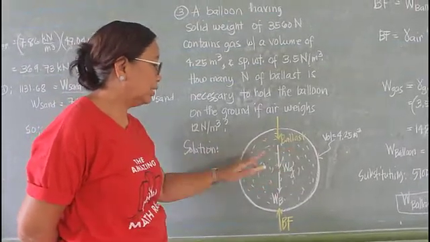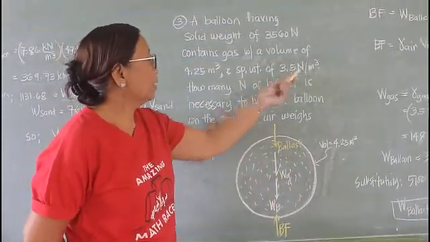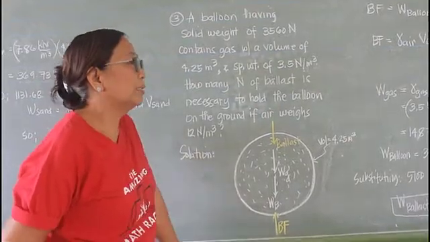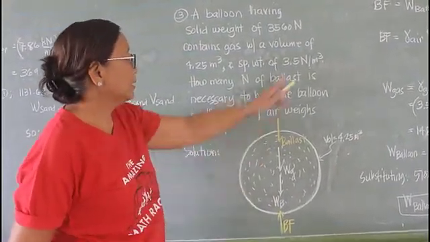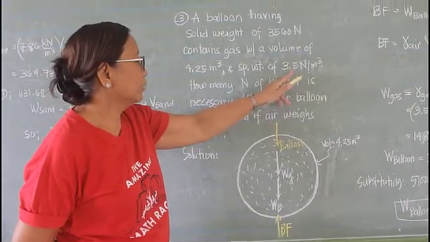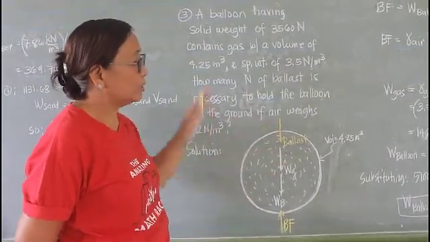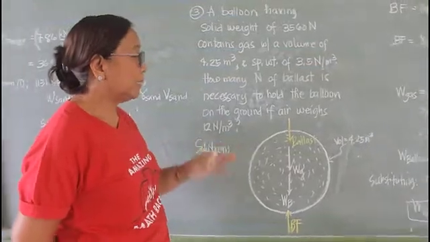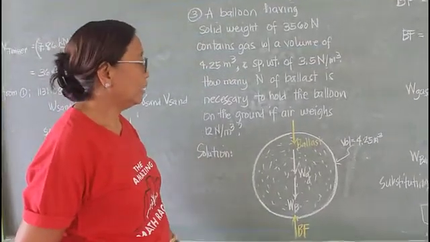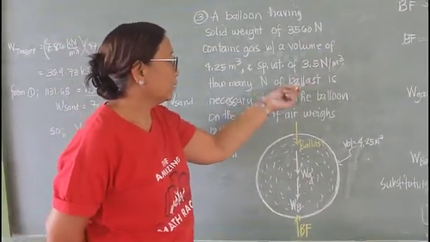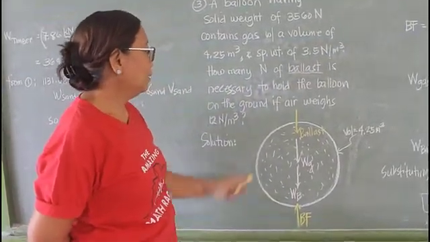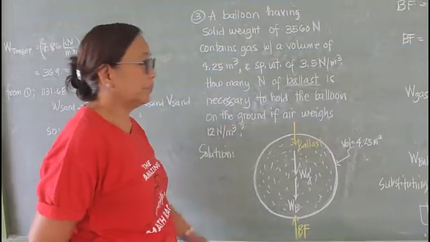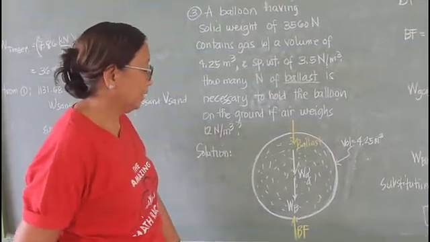Meron lang yung balloon ay gas na ang specific weight is 3.5 newton per cubic meter. Air is 12 newton per cubic meter, so mas lighter itong gas na nando sa balloon. So ang tendency for the balloon is lilipad-lipad siya. Okay, lilipad-lipad siya. So kailangan ng pabigat. Okay, ilang newtons of this ballast will be required to hold the balloon on the ground para hindi siya lumilipad-lipad. Okay?